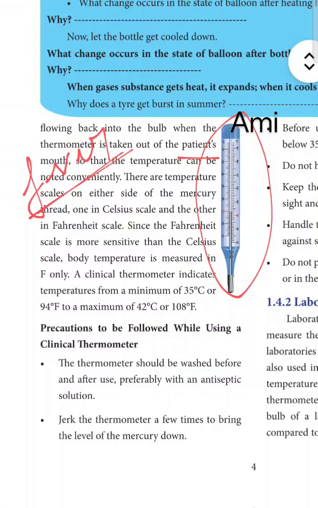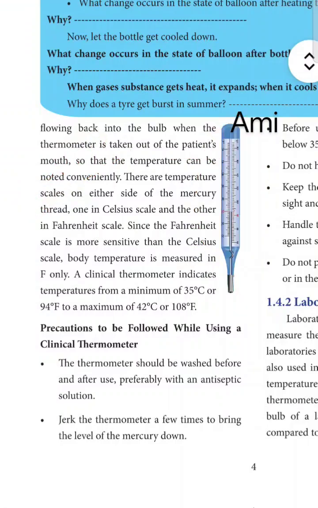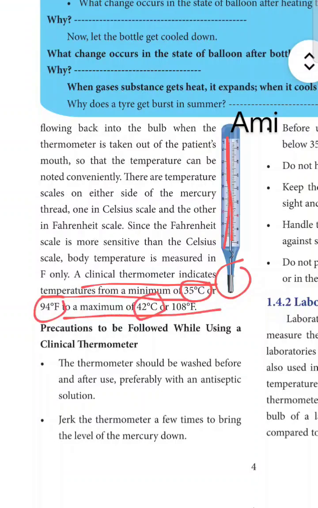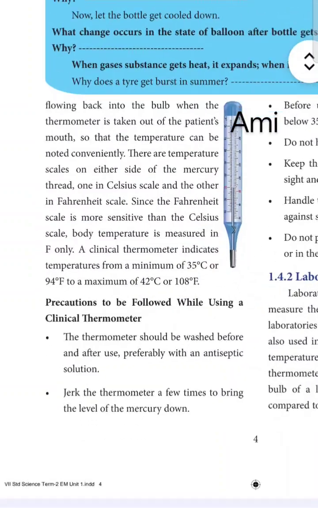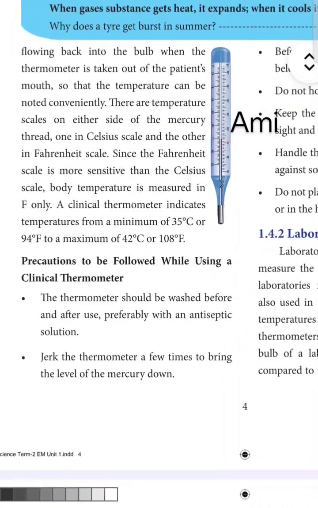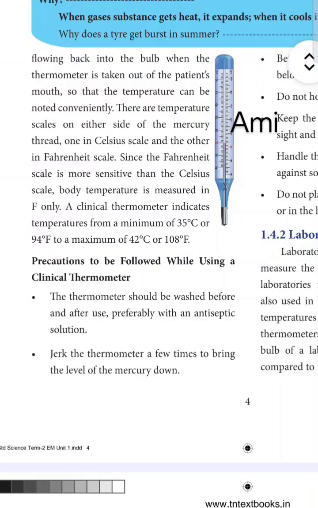So it is placed in the patient's mouth, this part, and the measurement can be observed in the measuring scale. A clinical thermometer indicates temperature from a minimum of 35 degrees Celsius or 94 degrees Fahrenheit to a maximum of 42 degrees Celsius or 108 degrees Fahrenheit. If the temperature is more than 100 degrees Fahrenheit, then it is said to be pyretic, that is, the patient is suffering from fever.